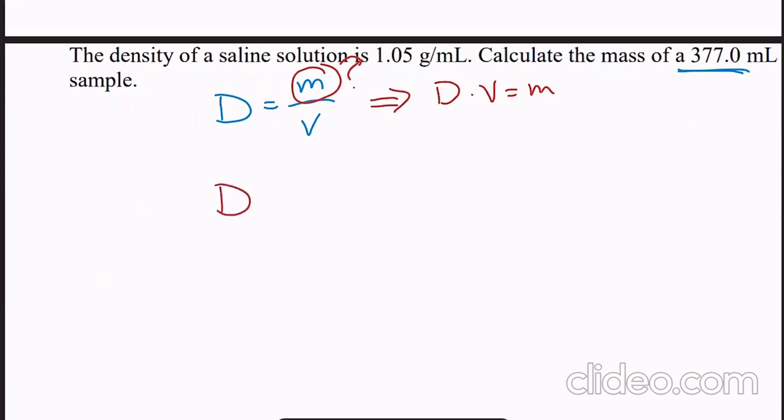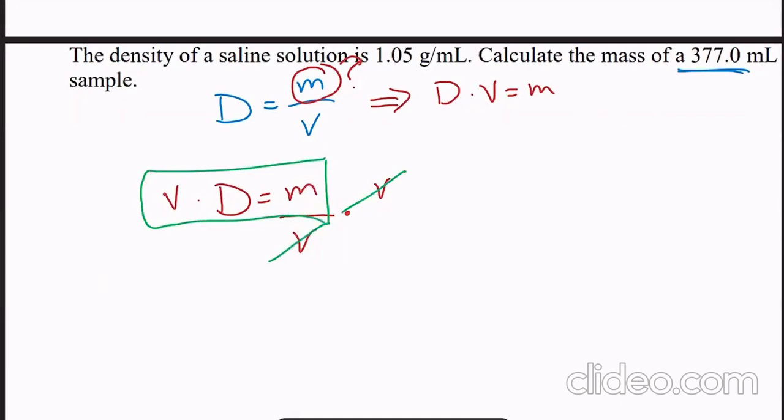If you don't know how to do this, all I simply do is what I do on one side of the equal sign, I have to do to the other side. So if I times this by volume, I also have to times this by volume. These units cancel out, and I have my mass is equal to volume times density.